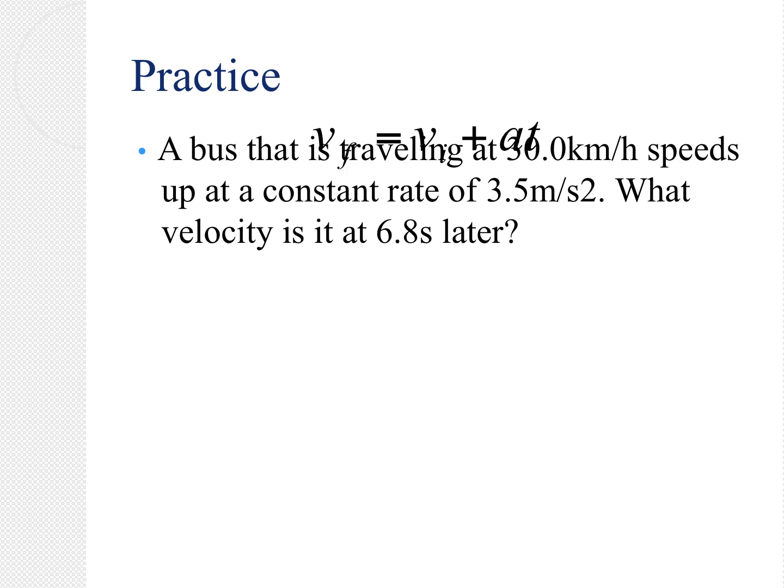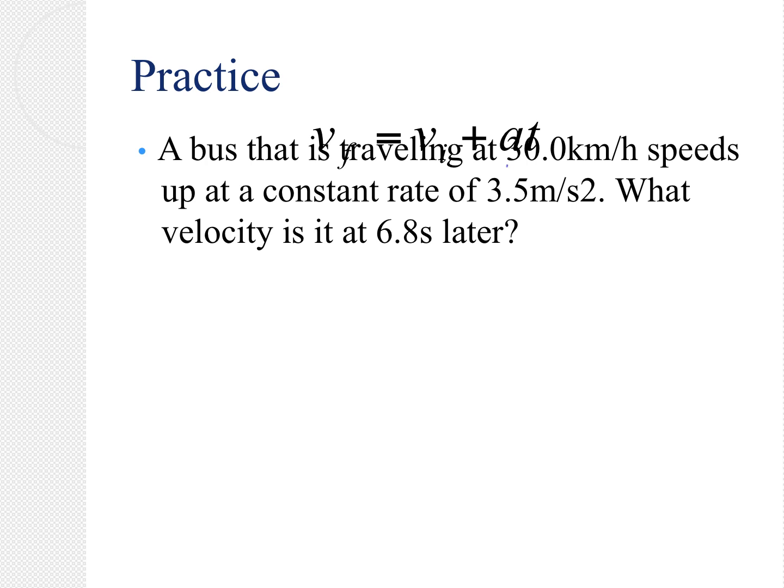Okay, this equation got bumped down. I don't know why on the PowerPoint here, but it says a bus is traveling 30 kilometers per hour, speeds up at a constant rate of 3.5 meters per second squared. What velocity is it at 6.8 seconds later? So we're going to, again, keep making our list here. I like to make a list of my variables just to give myself a little organizational system.